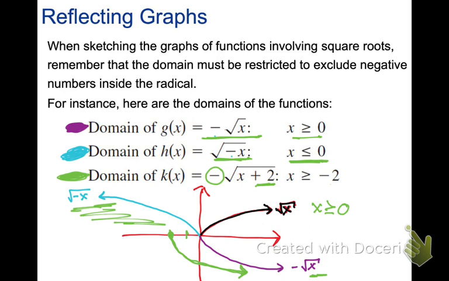Okay. Sometimes reflections do and sometimes they don't. Square root is one of those functions that is not symmetric, and so when you change it in any way, it's probably going to affect the domain. Am I good?